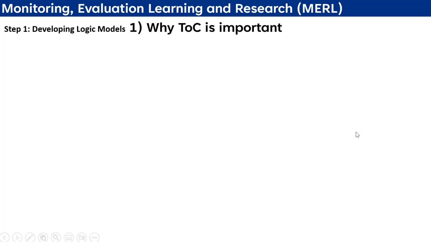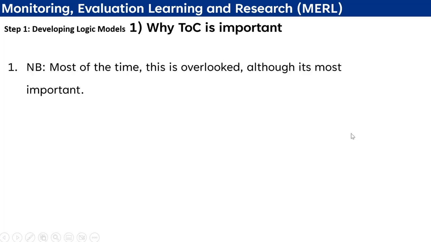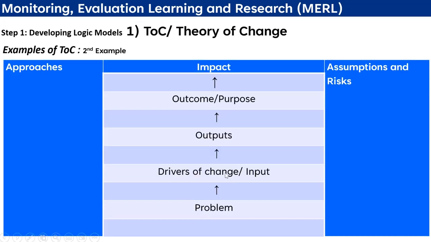Now, why is ToC important? Why do you need a theory of change? Most of the time this is overlooked. In some projects we have seen that there is no theory of change, or there are just statements available. That is also enough if you have some type of information, but the most important thing is there should be a problem, and then the relevant barriers, and then the drivers of change, and then outputs, and then outcome.